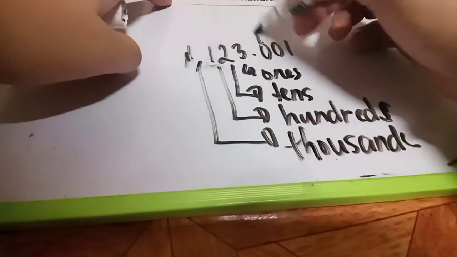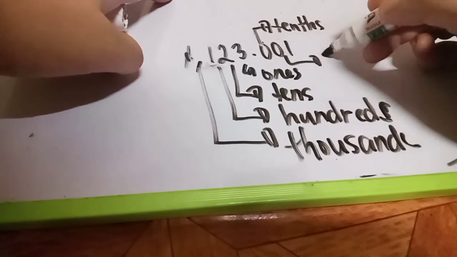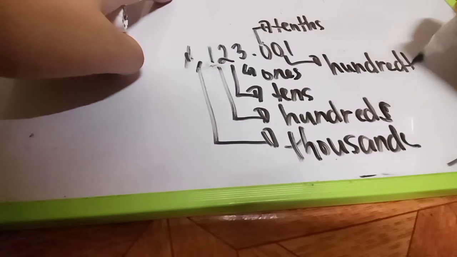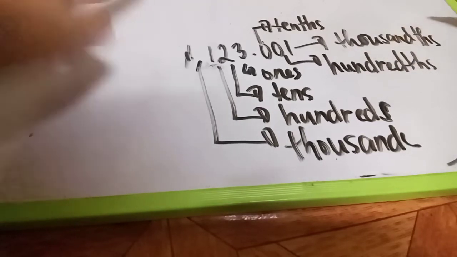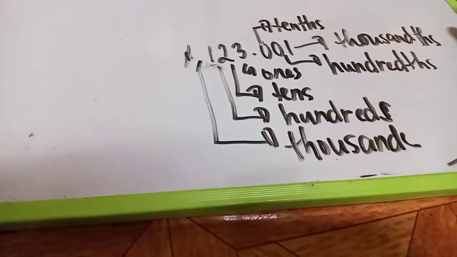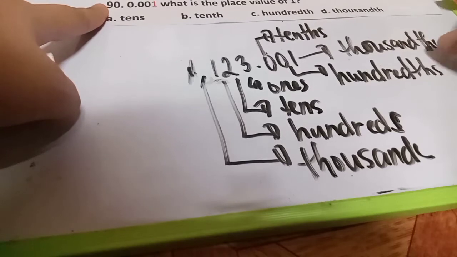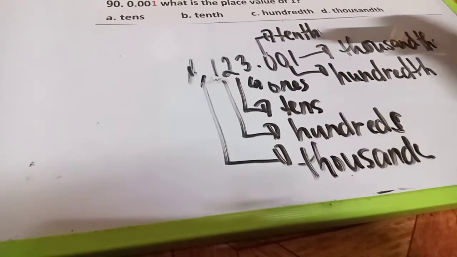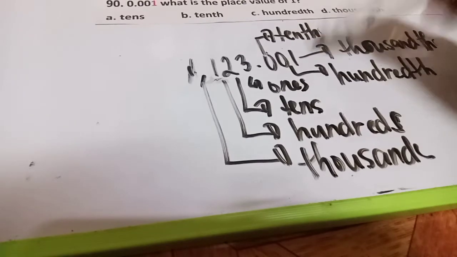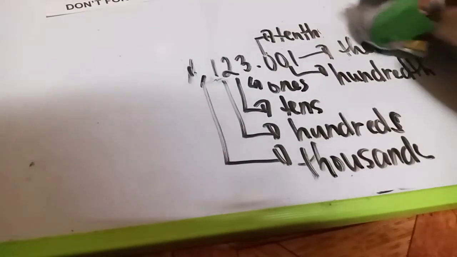While in the decimal, take note, this is tenths, this is hundredths, and this is thousandths. Don't be confused, okay? Thousandths. So the answer is letter D. Take note, letter D. Thousandths, followed by the other ones, ten-thousandths, hundred-thousandths, and so on. So that is the place value of a decimal. Okay, so let's proceed to number 91.